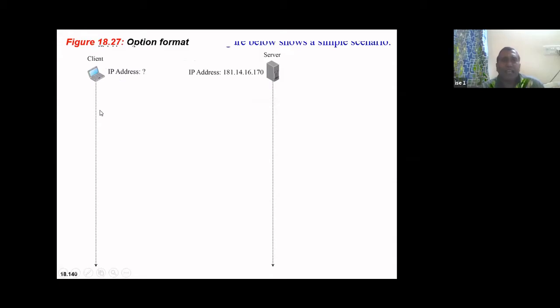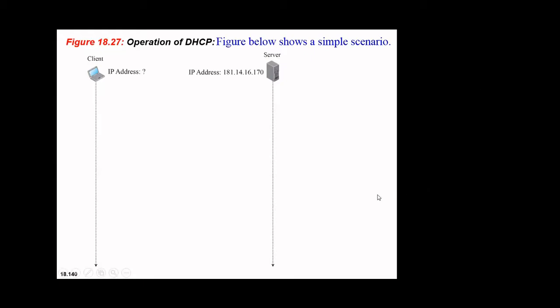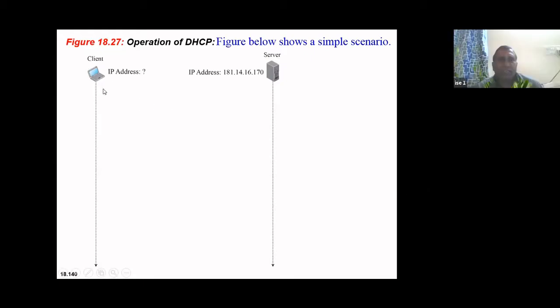See here, client, when it starts booting, this is the time slice. This is my client and this is my server. You people are understanding? Okay. So this is my client. The client, when it boots, does not know its IP address. That is why this question mark is there. Whereas this is DHCP server. DHCP server IP address is 181.14.16.170.